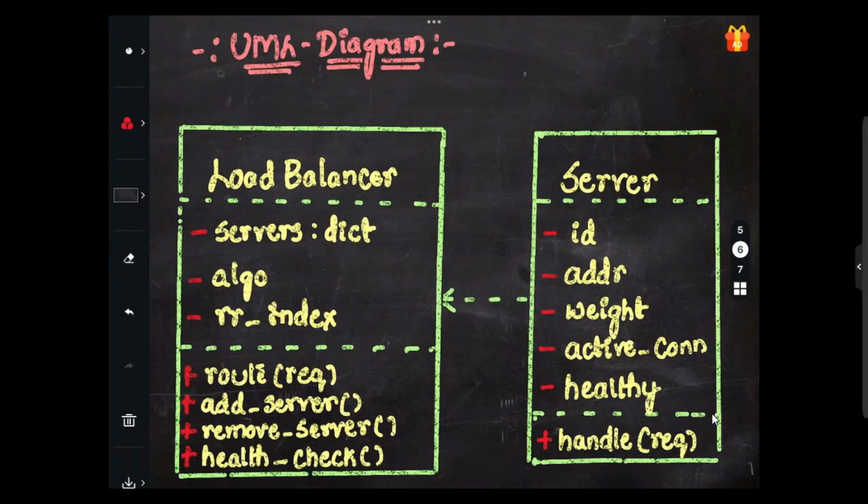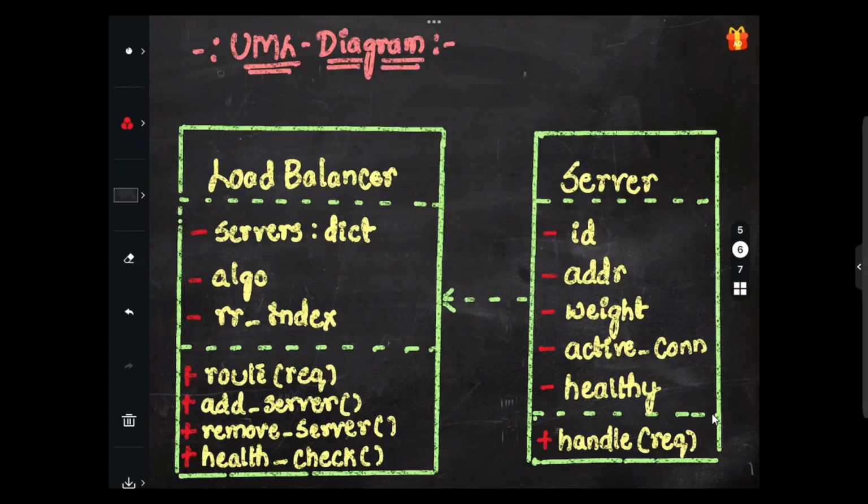Also, we can make use of timeouts for the backend connections to avoid indefinite blocking. And for the stateful sessions, we can make use of sticky sessions with a consistent hashing or an external session store. So this is it for the failure modes and the mitigation.